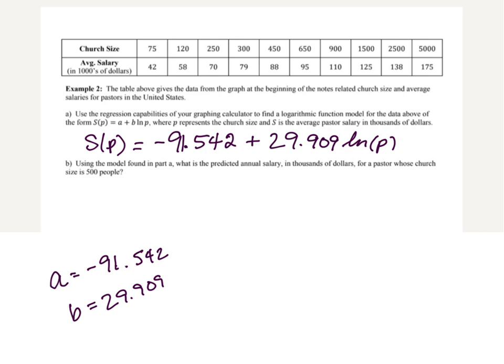So later on, if we need that a number, it's right there. And it's already stored for you. If you want the b number, you do var stat b.